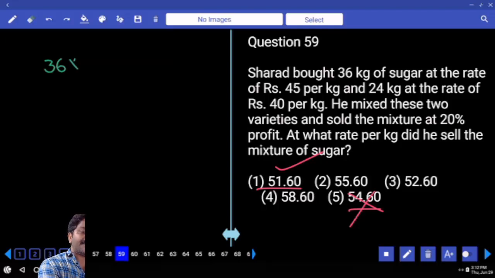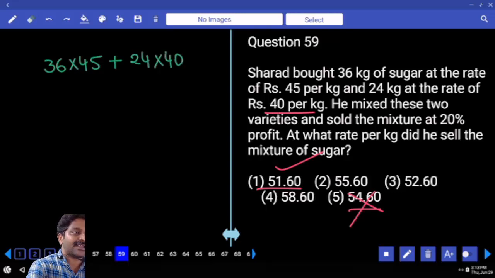Initially how many kgs we have and what's his cost price? Total cost price of first variety is 36 into 45, plus second variety 24 kgs, correct? And how much is the cost price? 40. Then total cost of second variety is this much only. This is total cost price, am I right?